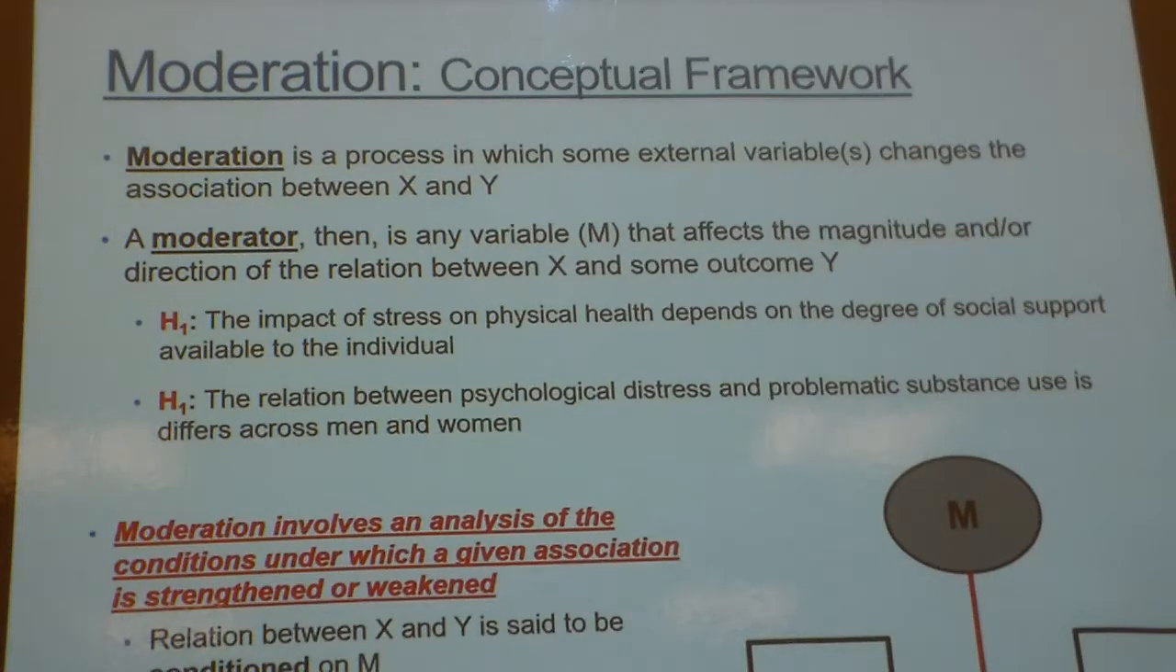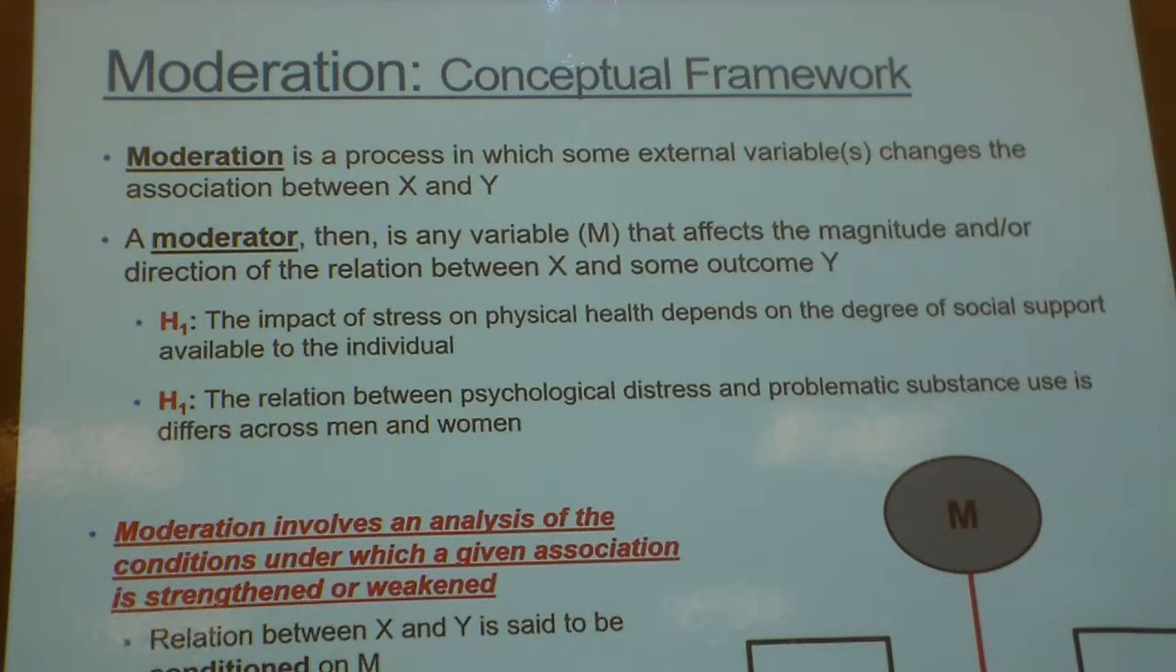Okay, so again, if we're looking at a moderation, we're talking about looking at conditions under which some association is strengthened or weakened, right? The focus of our interest here is on the relation. Is this relation increased, decreased, or does it change directions based on some level of some other variable? And if we do find evidence of a moderated effect, if we do find an interaction effect here, we would say that the relation between X and Y is conditioned on M.